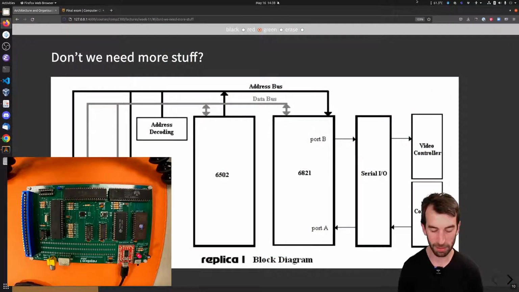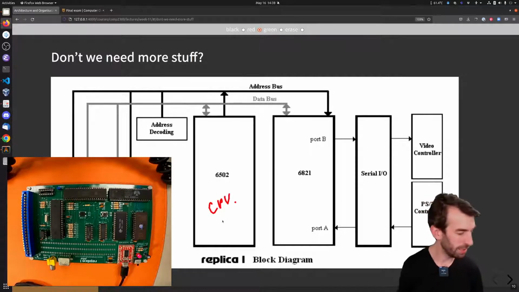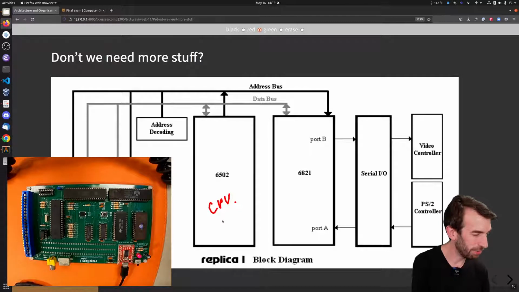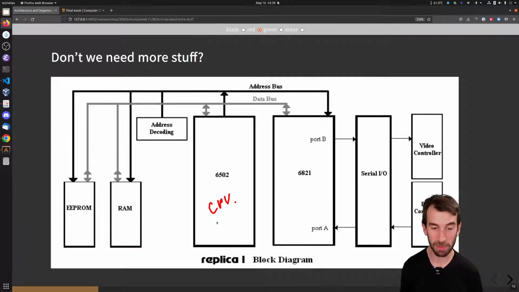Here's the CPU. I know it seems like a bit of a wild digression here, but I just want to be clear what a computer is, because I think that we have to be clear about some of these things. There's my CPU. There's my peripheral interface adapter.